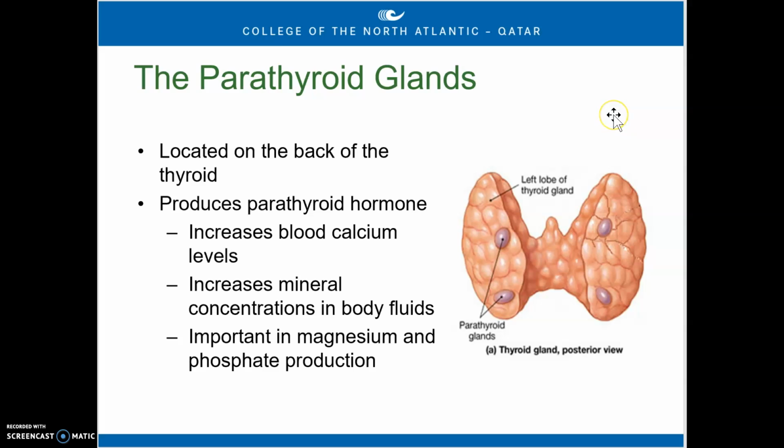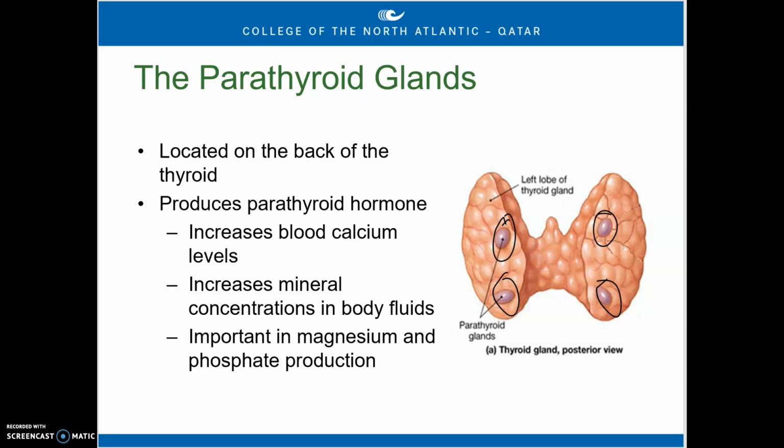Now, the next gland is the parathyroid gland. If we want to find the parathyroid glands, we look at the back of the thyroid gland. Again, we're looking in the throat, and the parathyroid glands are small. There are 4 of them, 2 on each side of the back of the thyroid. They're quite small, and they actually sit on top of the thyroid gland.